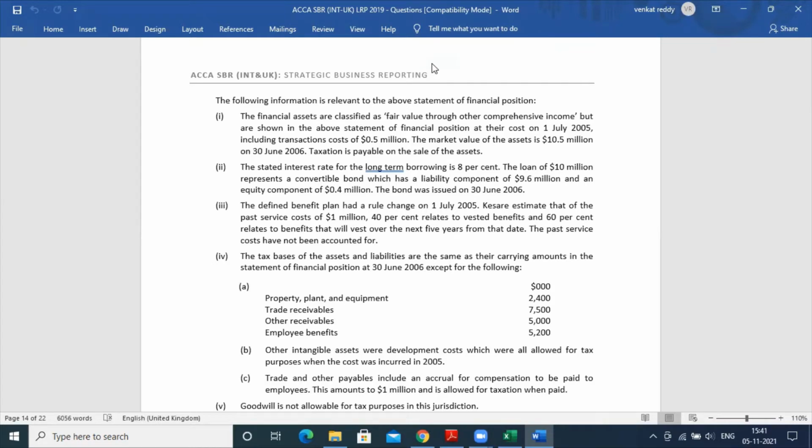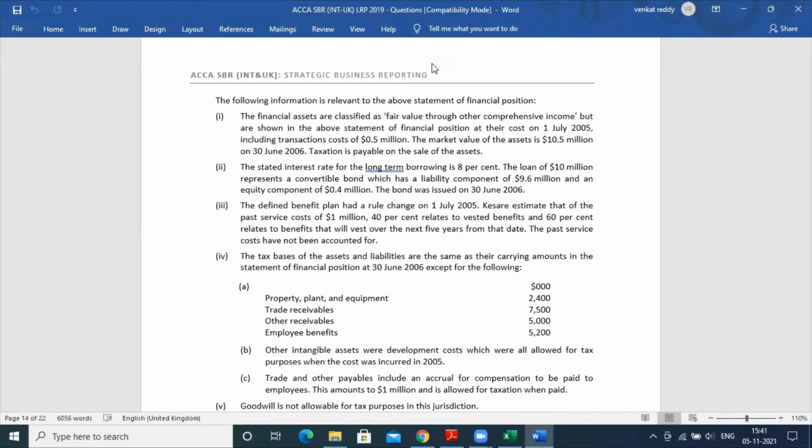Now the company estimates that of the past service cost, 1 million, 40% relates to the vested benefits and 60% relates to the benefits that will vest over the next 5 years from the date. And the past service costs have not been accounted for. Now here the defined benefit plan, the company decides to change the rule of the defined benefit plan. They are operating a defined benefit plan. Now the company wants to change the rule.